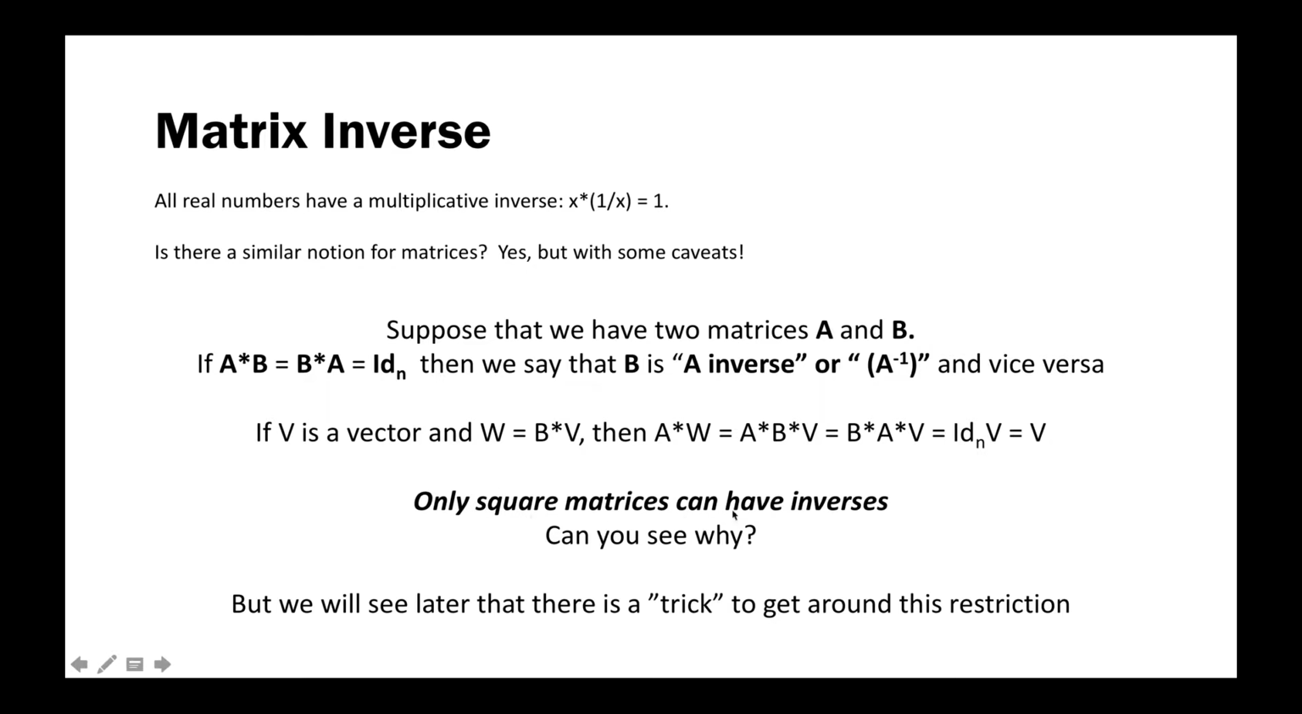Now, only square matrices can have inverses. And it might be helpful for you to take a moment to try to see if you can explain why that is the case. Furthermore, not every square matrix has an inverse.